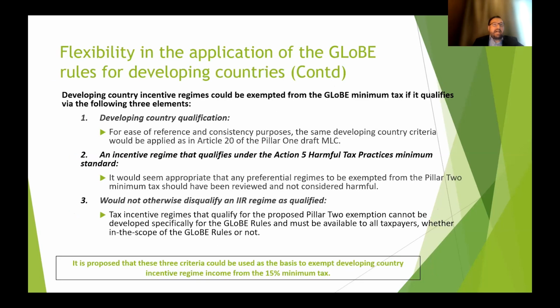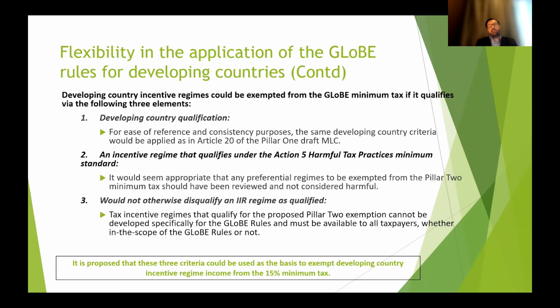So lastly, in terms of my paper, it's seeking to apply principles of vertical equity in the application of the GloBE rules, perhaps as an approach which could be taken for specific developing country incentive regimes, which could be exempted from the GloBE minimum tax if they qualify. Maybe there are three elements of criteria which could apply to exempt those specific developing country incentive regimes.